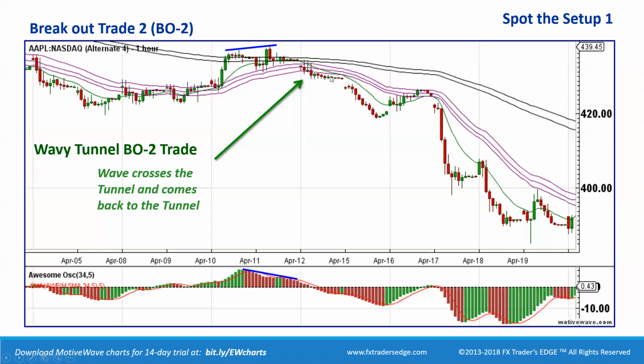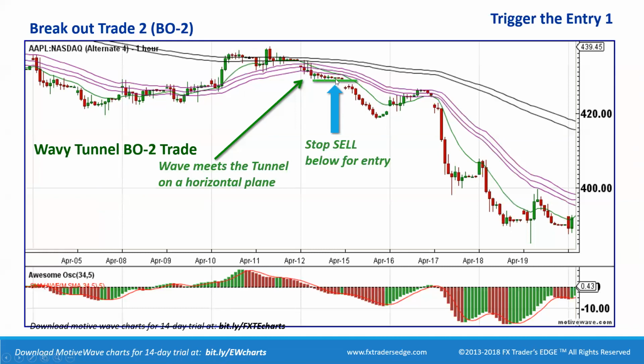And then price starts to come back down. So this is spotting the setup. The wave comes back up to the tunnel, and we know that we've looked at the bigger time frame, and we think Apple is going to do a bigger correction, and so therefore we're anticipating this move down. So the stop sell for the entry would be below these candles, and the stop loss would be above the wave, or above the tunnel if it's close enough, or above this high price. It's your choice.